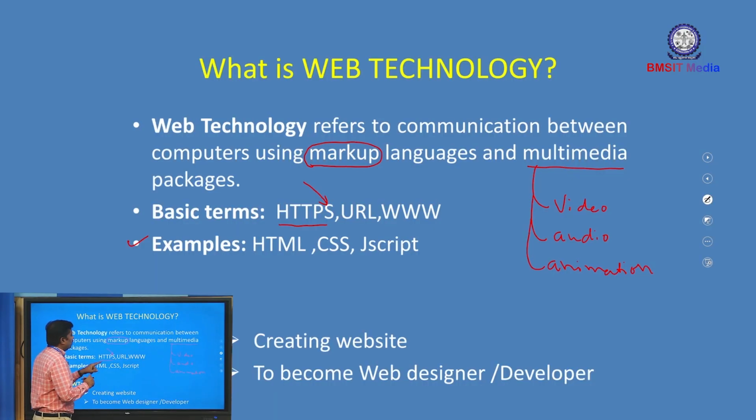Now we will go to the second term. So what is the second term? You could observe: uniform resource locator, where web resources are loaded in the server. Next, another term of our subject, that is WWW, the World Wide Web.